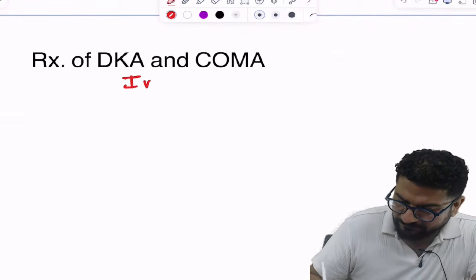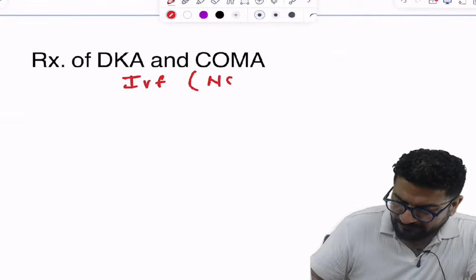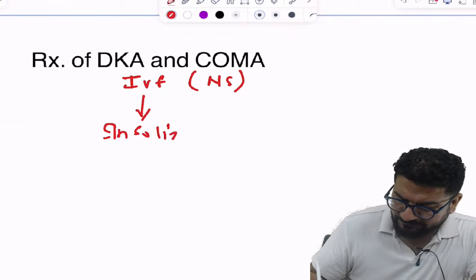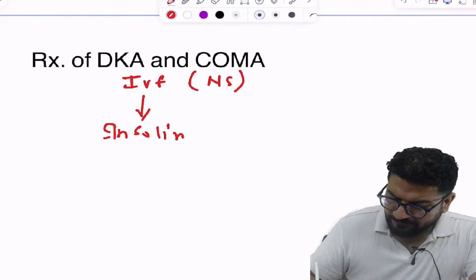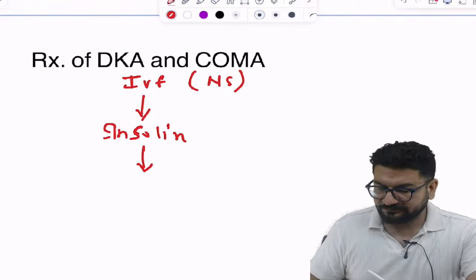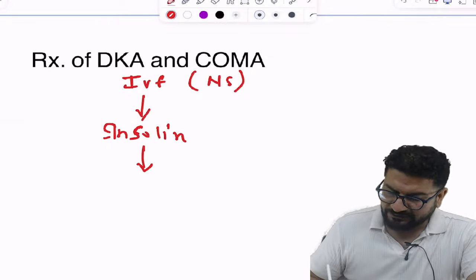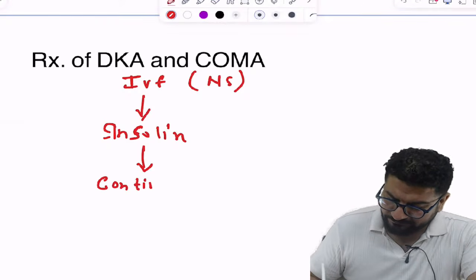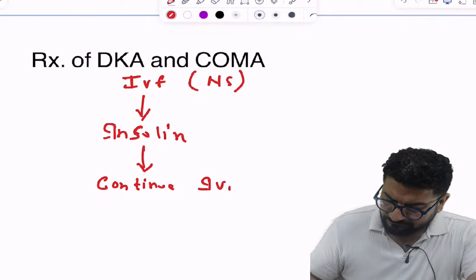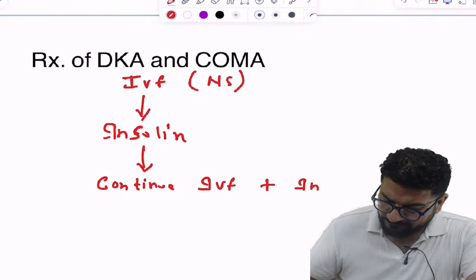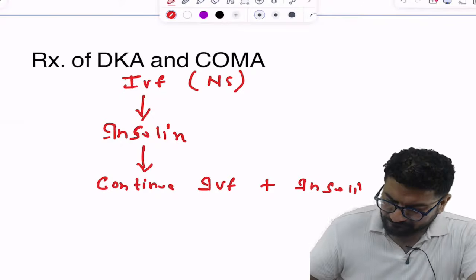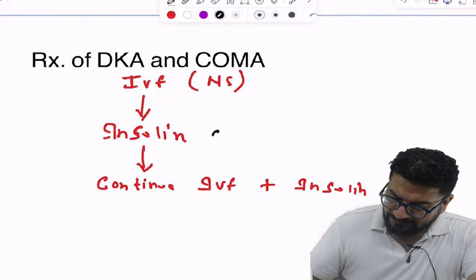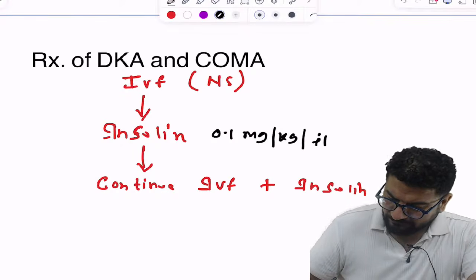We give IV fluid, and the IV fluid of choice will be normal saline. After this, we use insulin. And after insulin, we continue both IV fluid and insulin. Okay, how do we give insulin? We give it as 0.1 units per kg IV stat.